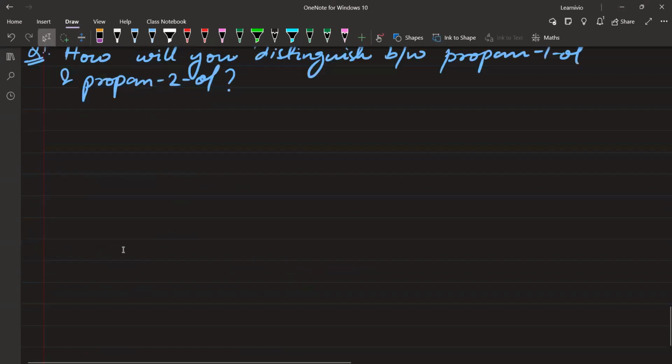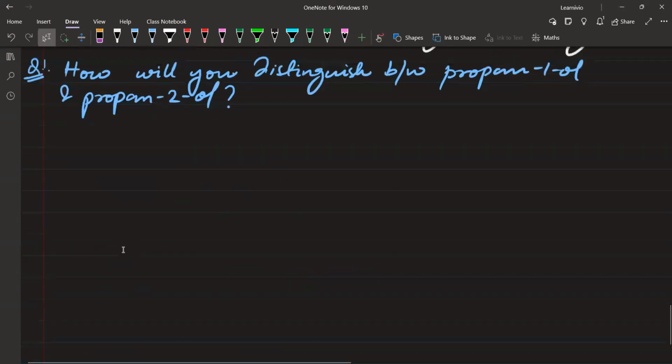Now, see how will you distinguish between propane-1-ol and propane-2-ol? तो देखिए जो बच्चे होते हैं ना सिर्फ थ्योरी पढ़ के चले जाते हैं. They don't do any question. They don't practice any question. वो जानते हैं आंसर क्या लिख के आएंगे. We will use Lucas reagent. They will be very happy. एक मार्क्स मिल जाएगा हमको, है ना. क्या लिख के आएंगे. We will use Lucas reagent बस.